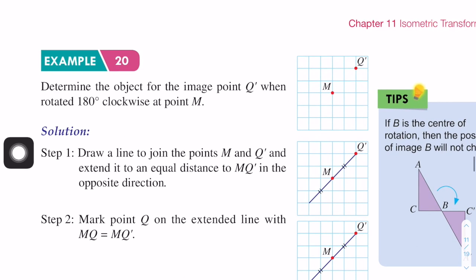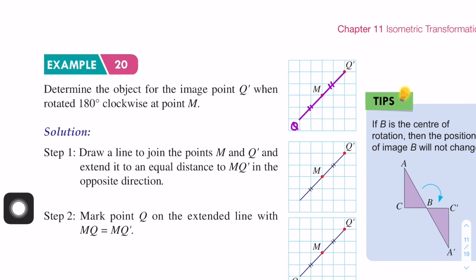Maksudnya macam ni lah. So we join the 2 points. So 1, 2, 2 boxes, and then over here as well, 1, 2, 2 boxes. Dia mesti equal distance. So this is Q. Macam tu. That's it. Mark point Q on the extended line with MQ equal to MQ prime. Kan MQ equals to MQ prime. Settle. Mudah saja kan? Tak susah.